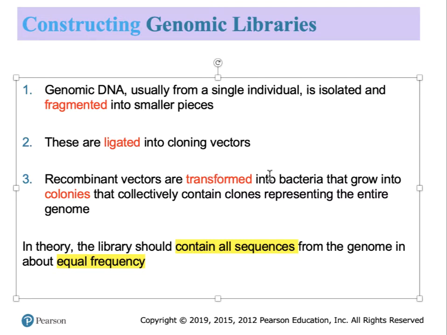Recombinant vectors are transformed into bacteria. Using an appropriate ratio of plasmid to insert to bacterial cell, you will end up with a huge population of clones. And if you maintain those clones and grow them on plates, giant plates, in theory you should have all the sequences from the genome present in about equal frequency amongst the selected clones. That is your genomic library. These libraries can be copied by replica plating, or they can be frozen and shared amongst different scientists.